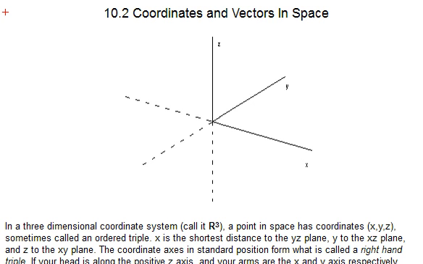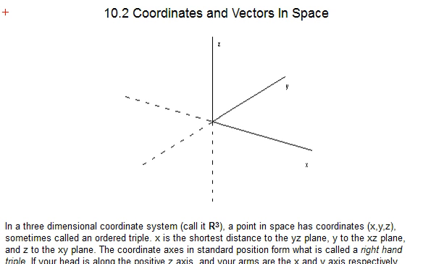Now we're going to move in this lesson to three-dimensional coordinate systems and vectors in three-dimensional space. I am so glad. I'm so ready. I can't wait. Well, I'm glad to hear such enthusiasm.